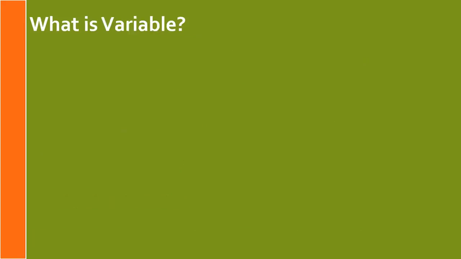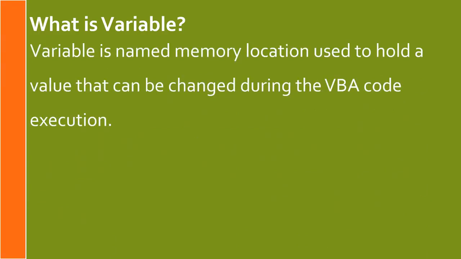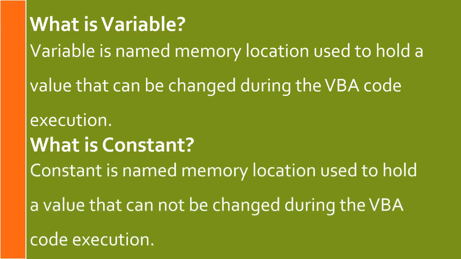What is variable? Variable is named memory location used to hold a value that can be changed during the VBA code execution. What is constant? Constant is named memory location used to hold a value that cannot be changed during the VBA code execution.